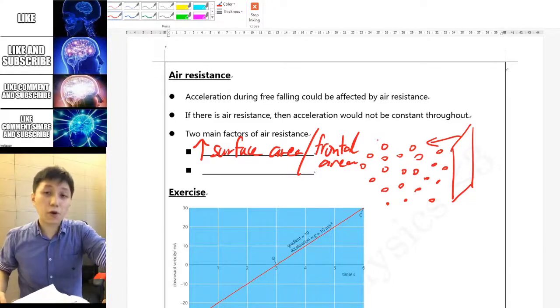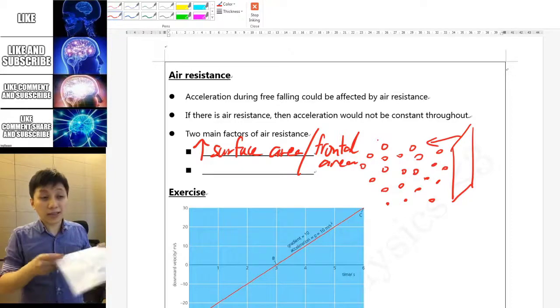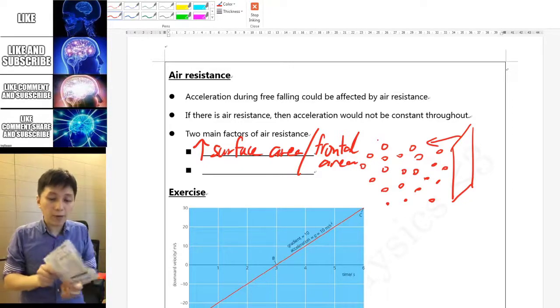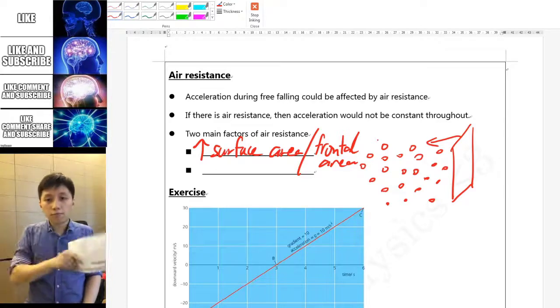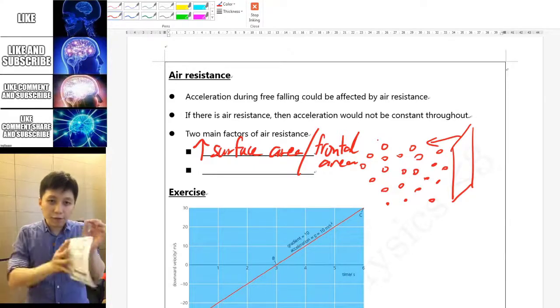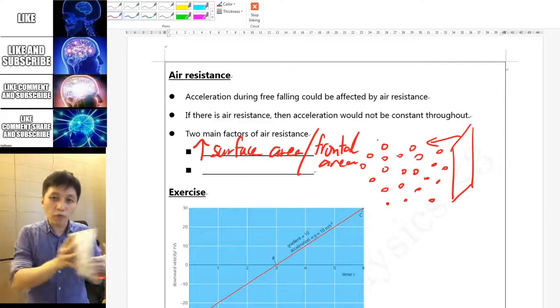experiment, a very simple experiment. Just grab a piece of paper, any kind of piece of paper. You can then test this. You can try to use your hand with a piece of paper to move this around and try to feel the air resistance, right? You should feel a little bit of friction, but that is against your movement.